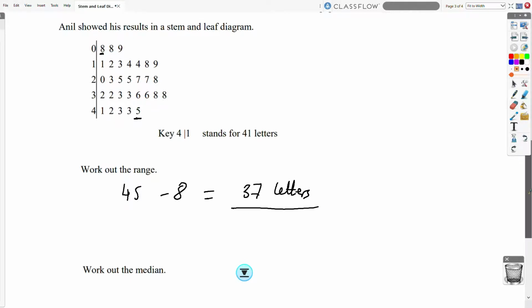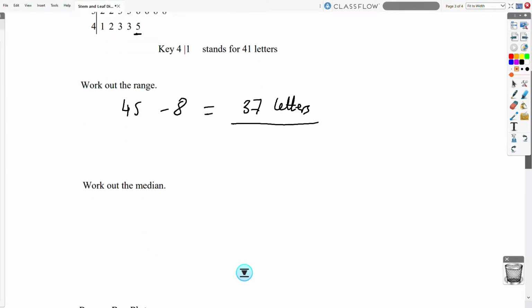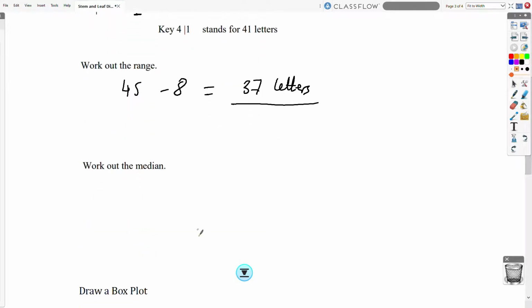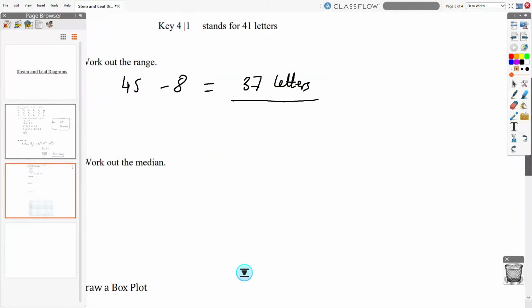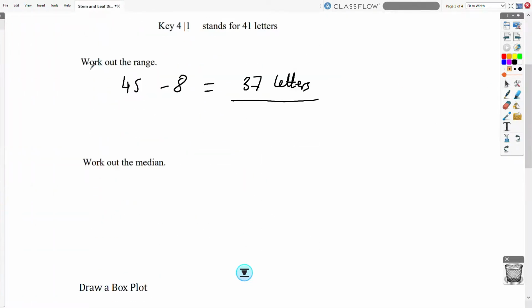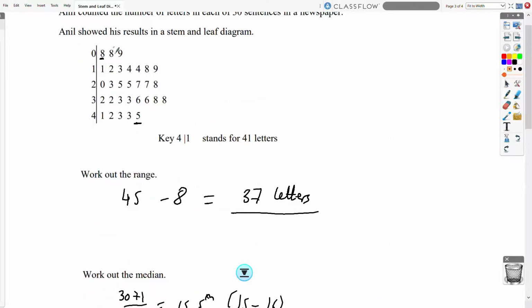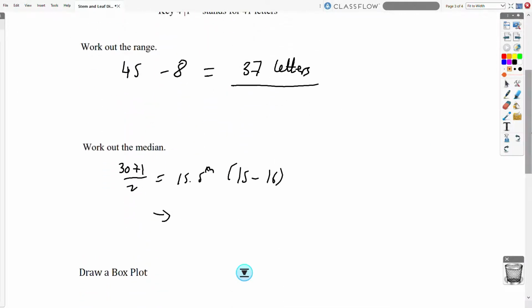Second part of the question, we need to work out the median. Once again, it's a list of values, so n plus 1 over 2. At the start of the question, it told us there were 30 sentences. So 30 plus 1 over 2 is the 15.5th value, so the middle of the 15th and 16th one. So we go up and find the 15th and 16th values. 1, 2, 3, 4, 5, 6, 7, 8, 9, 10, 11, 12, 13, 14, 15, 16. Now both 15 and 16 have a value of 27, so the median is just 27.